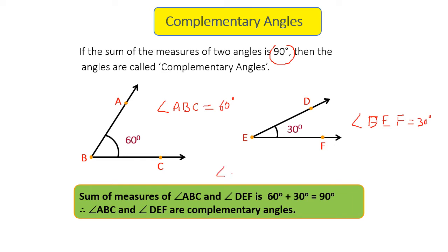So how much is the sum? The sum of angle ABC plus angle DEF equals 60 degrees plus 30 degrees. 60 plus 30 is 90 degrees, which is a right angle. Therefore, these two angles are called complementary angles. So how can we write it in the answer? Angle ABC, this is the representation of angle ABC, and angle DEF are complementary angles.